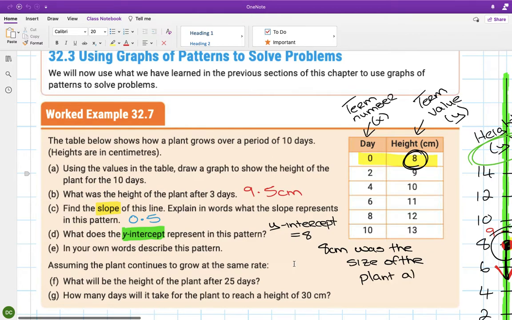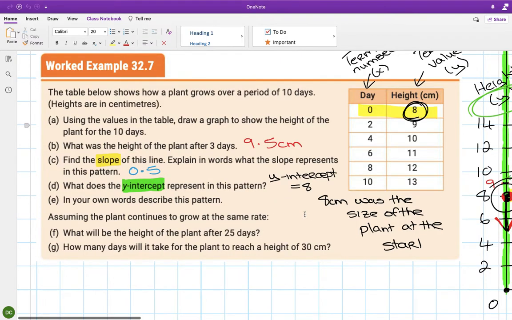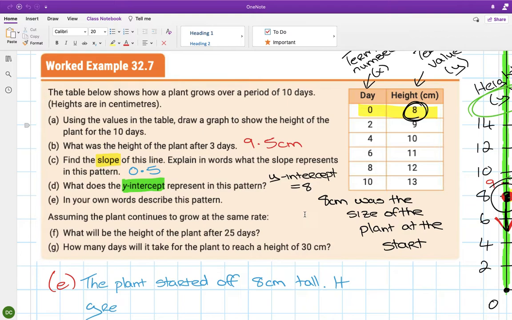Okay, we're nearly there. Part E, in your own words, describe this pattern. So, the plant started off 8 centimeters tall. It grew 1 centimeter every 2 days. Yeah, that's literally describing what I see.